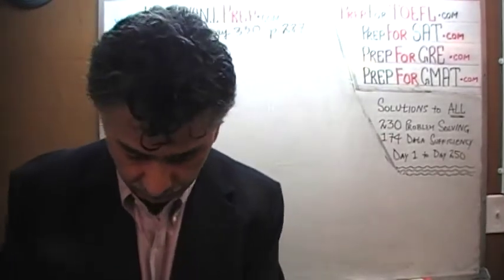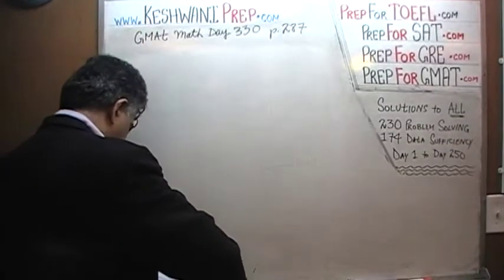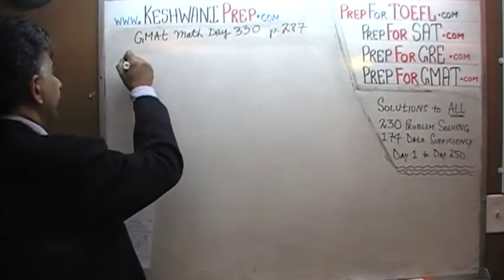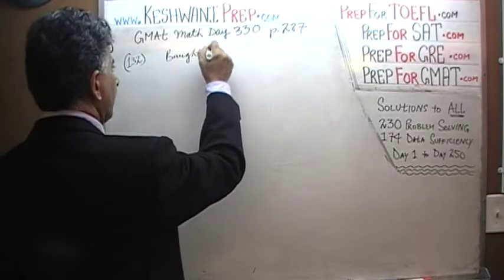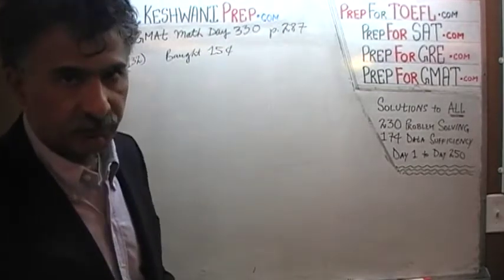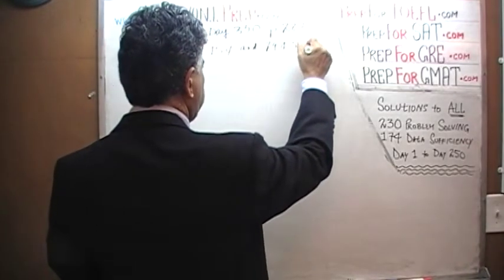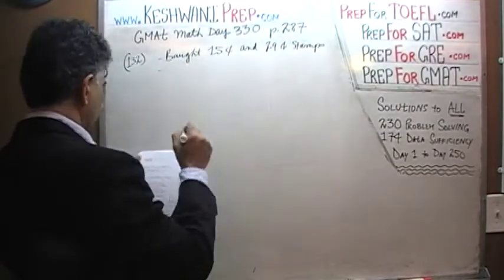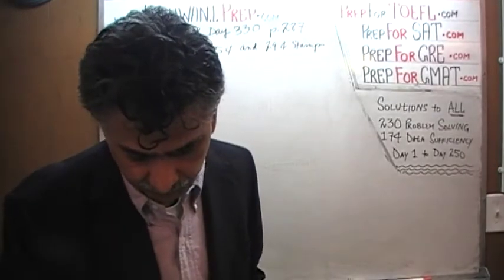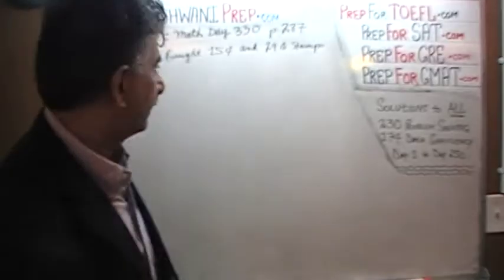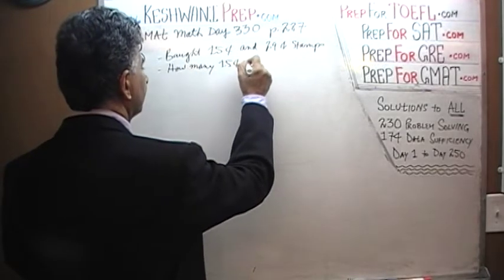Page number 287, problem number 132. In problem number 132, we are told that we bought two kinds of stamps, a 15-cent stamp and a 29-cent stamp. That's all we are told. Joanna bought only 15-cent stamps and 29-cent stamps. The question simply is, how many 15-cent stamps did she buy? How many 15-cent stamps were bought?